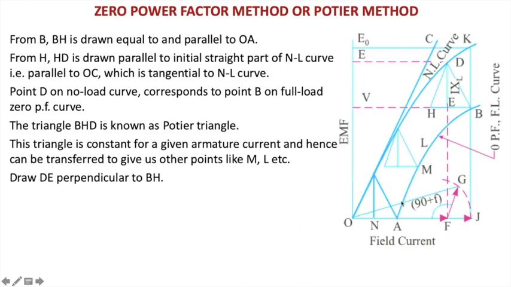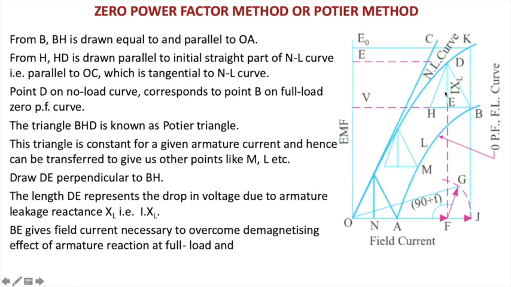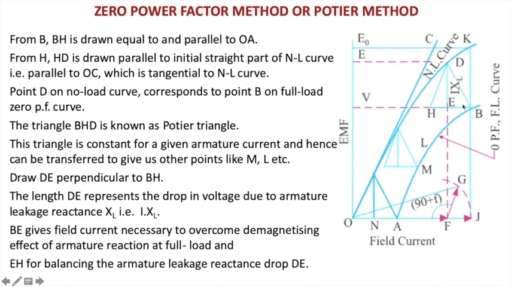So you can draw the line DE which is perpendicular to BH, and the length DE will represent the reactance drop, and the BE will represent the armature reaction drop, which is having the demagnetizing effect at full load condition. So we have got both the reactance drop and the armature reaction drop. So EH is for the balancing of the armature reaction drop, BE.